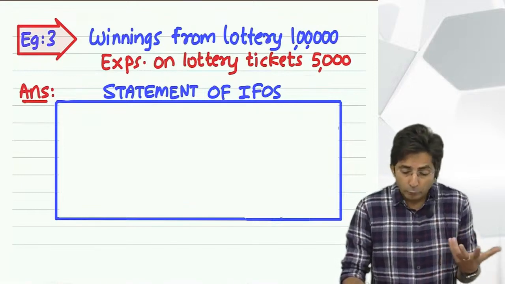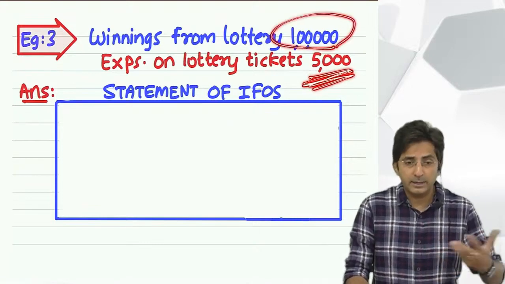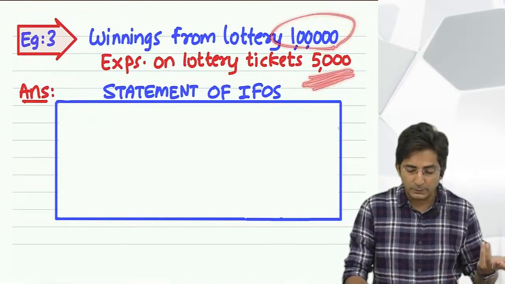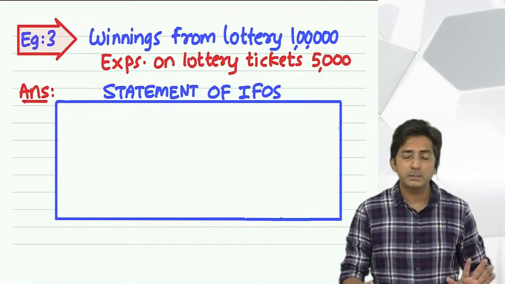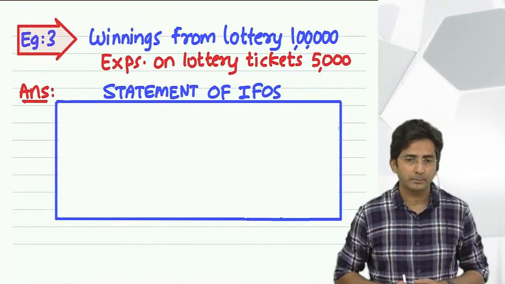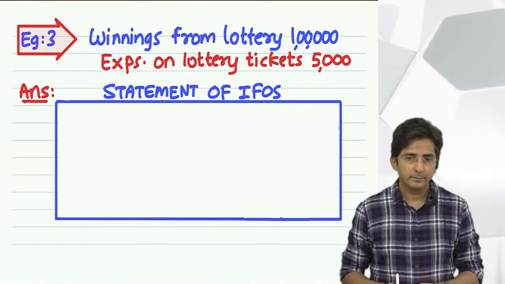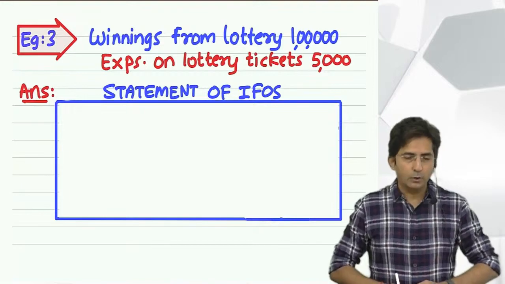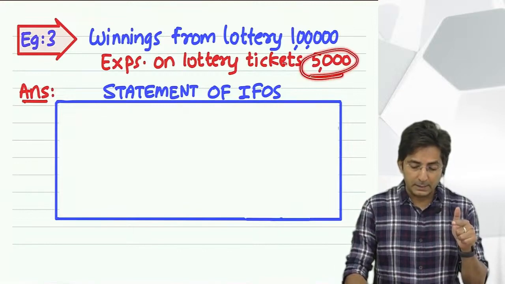Although you will feel, no, I purchased a lottery ticket, that is why I got the winning. It is a connected expenditure. The 5,000 expenditure is related to lottery only. Although it is related, still the government doesn't give you deduction. Can you guess why? So the reason is this. You might feel that this expenditure is related with winnings.